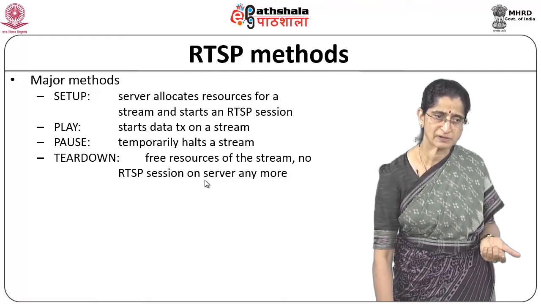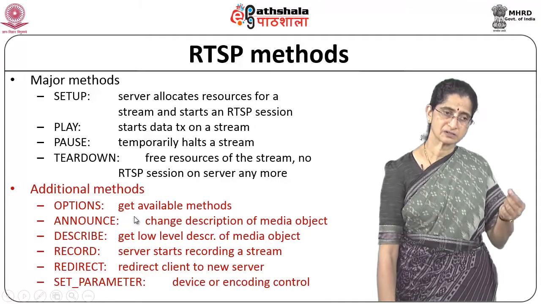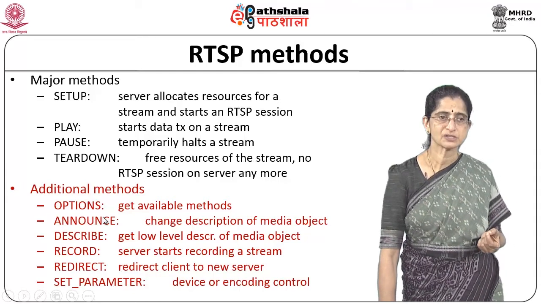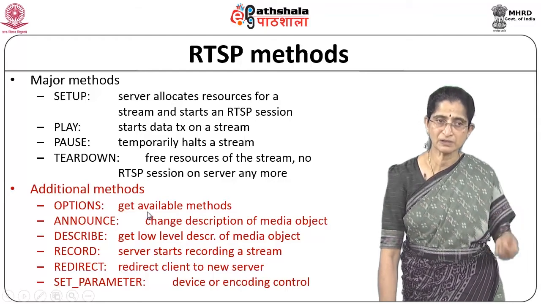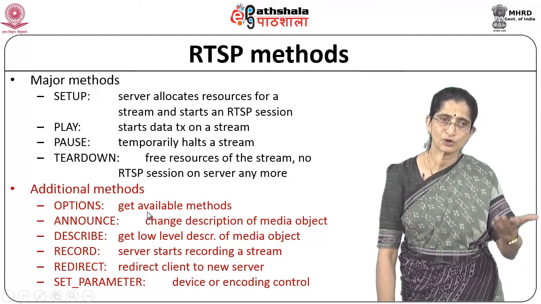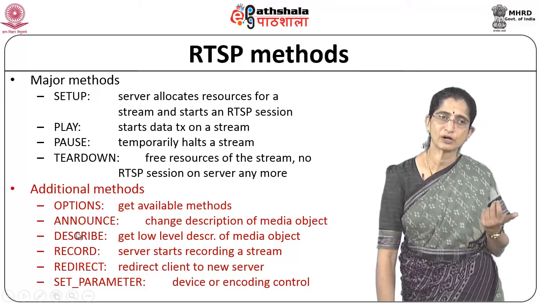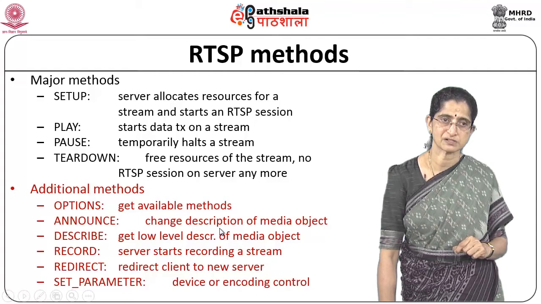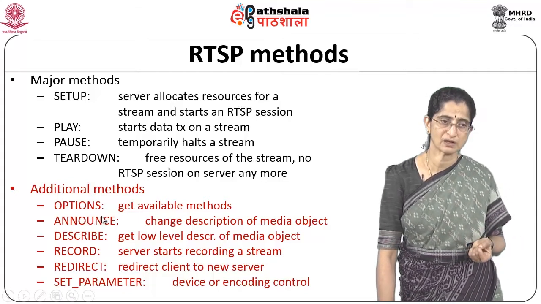In addition to these major methods, we also have some additional methods. There are quite a few of them. We have something called an options message. The options method is used to get available methods. You can get what are the available methods that are supported by that server. That's information you get. There is something called an announce method, which is used to change the description of the media object. We said that in between you can change the description of the media object. That is done using an announce method.